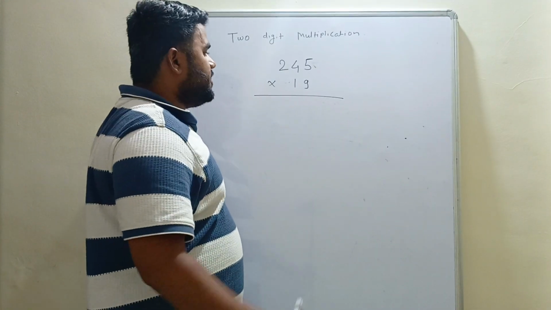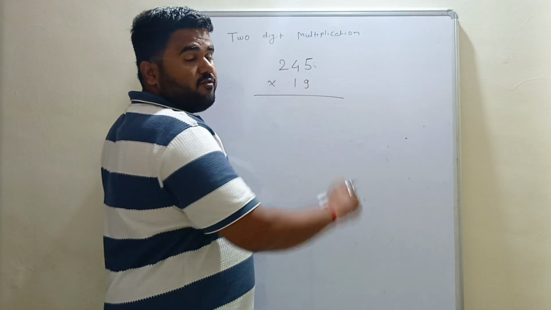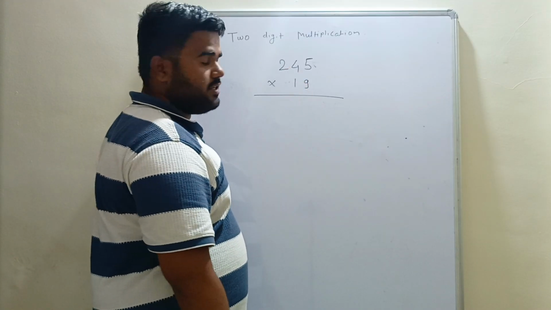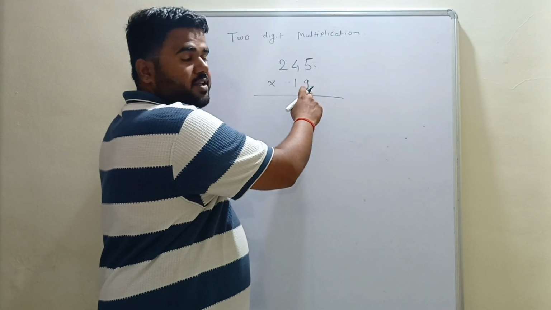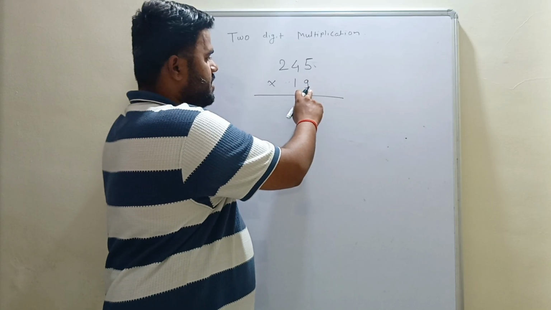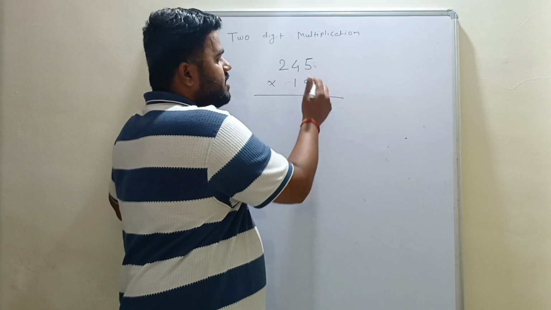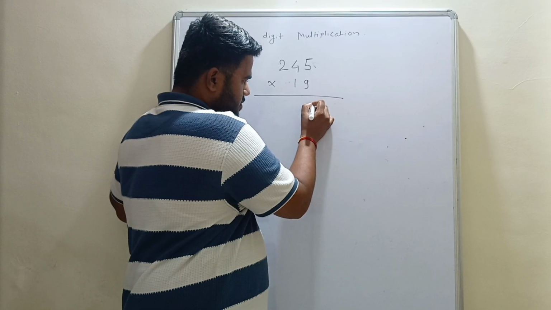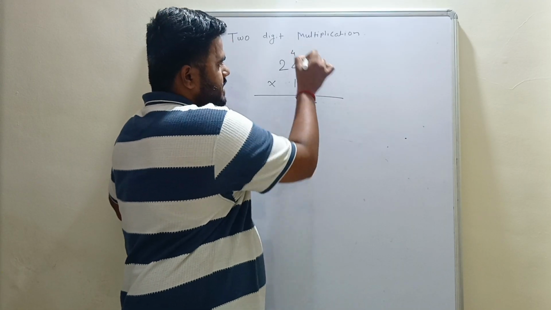Our second multiplication is 245 into 90. First we will multiply by the first number. Unit place number is 9. 9 5s are 45. 4 is carrying.